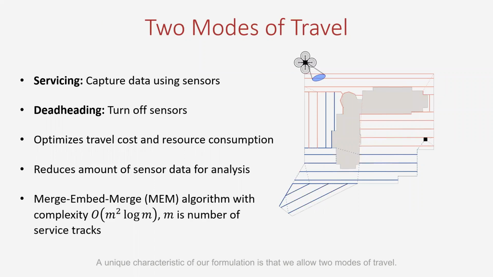A unique characteristic of our formulation is that we allow two modes of travel. A robot services the required edge by capturing images. It can also travel without using its sensors, and this is known as deadheading. This helps in optimizing the total travel cost and resource consumption. Having two modes of travel also reduces the amount of sensor data for analysis. The problem is NP-hard, and we solve it using the merge-embed-merge heuristic algorithm.